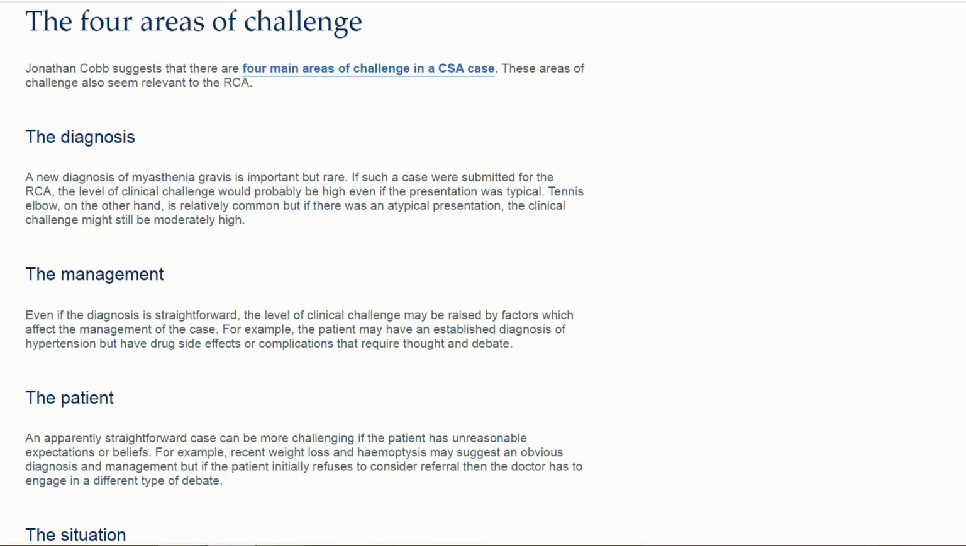There are different dimensions in terms of how we decide whether a case is challenging or not, and the college has made a clear report about all these dimensions that you need to think about. So the first one is to think about the diagnosis. If it's a common diagnosis like a UTI or a chest infection, it's unlikely to be a challenging case because this is something that's dealt with commonly. If it's something less common or rare, such as myasthenia gravis, then it creates more challenge to the case.